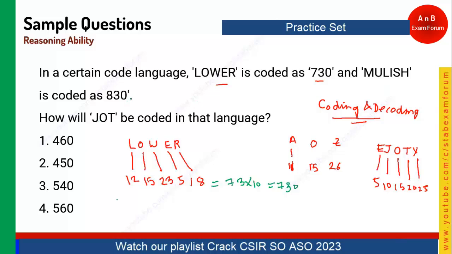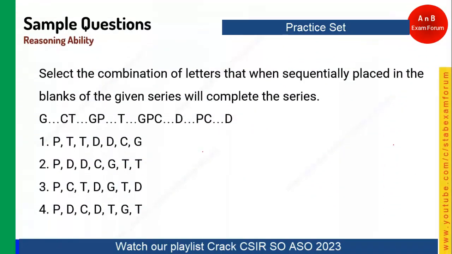Now let's see JOT. How should JOT be written in this positional dependency? J is direct. J stands for 10. O stands for 15 and T stands for 20. So 10, 15, 20 gives 45. So the answer should be 45 into 10, that is 450. So those students who have given their option as 450, they are correct. Let's see the next question, and your time starts now.